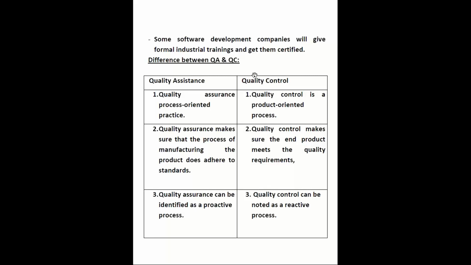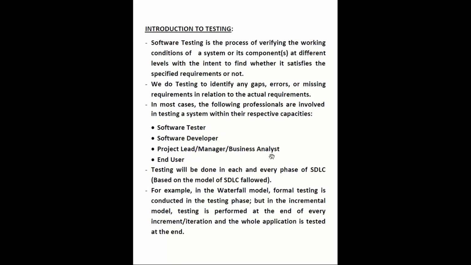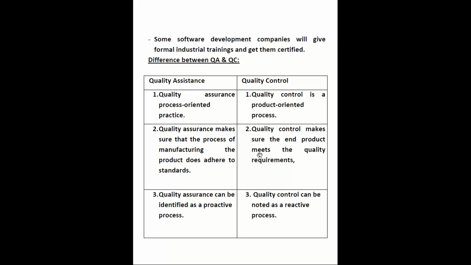So this is the difference between quality assurance and quality control. Quality assurance is a process oriented practice, and quality control is a product oriented process. Quality assurance makes sure the process of manufacturing the product adheres to standards, and quality control makes sure the end product meets the quality requirements. Quality assurance can be identified as a proactive process, and quality control is a reactive process.